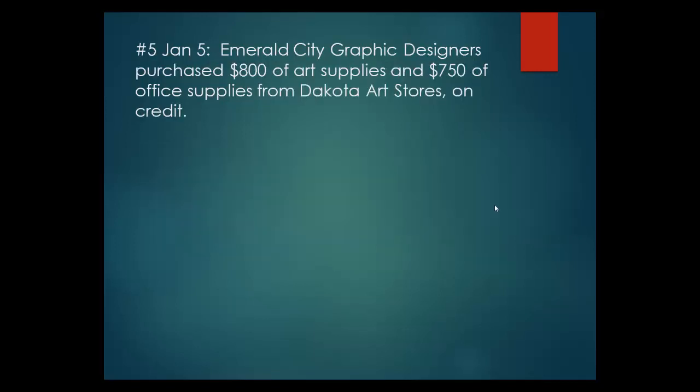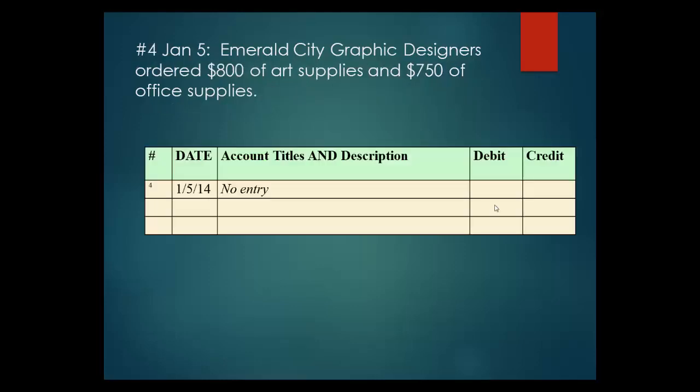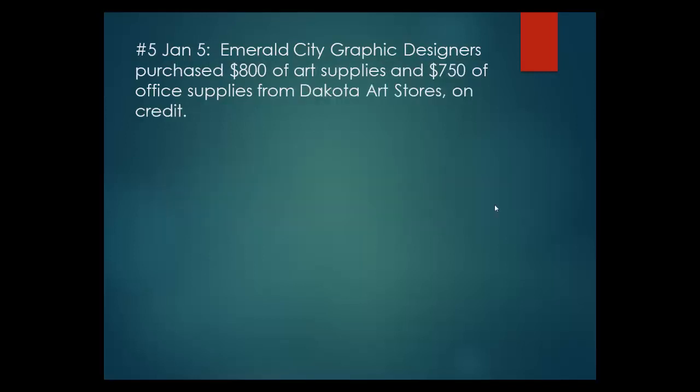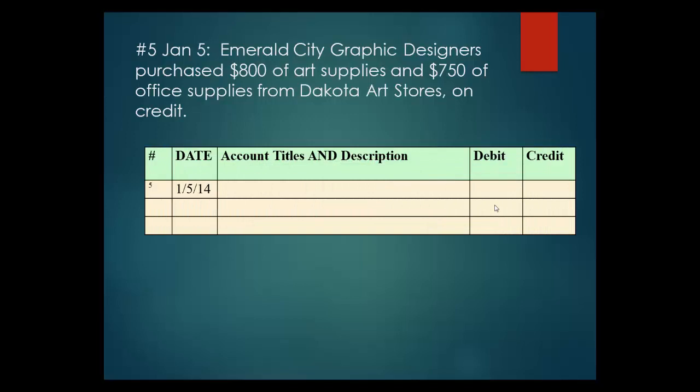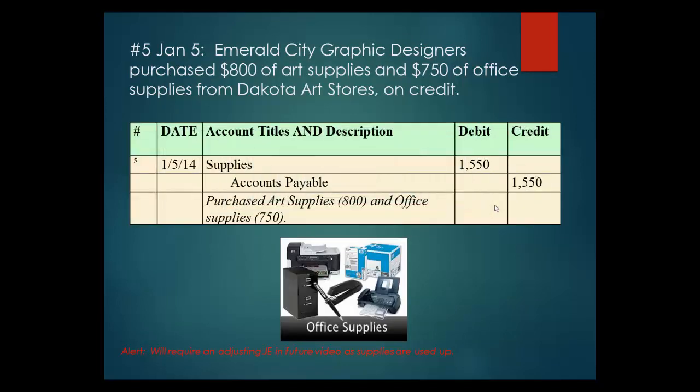Okay, this will be our last journal entry for the video part 1, and it is Emerald City purchased $800 of office supplies and $750 worth of art supplies. I think I got that backwards. Okay, let's go back to that slide. We ordered them in transaction 4, and now we're purchasing them. That means they've been received. So now there's a transaction. We have received the supplies. So now we're going to say debit supplies and credit accounts payable. Why didn't I credit cash? Because it's on credit. We purchased it with the intent of paying in the future.